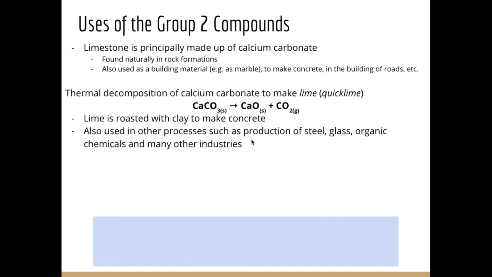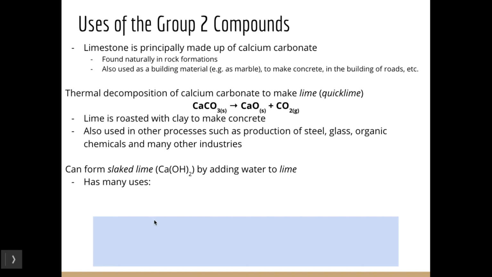Also used in many other processes, production of steel, glass, organic chemicals, many other industries, a very useful thing, this lime. Then from the lime, we can form slack lime, which is just calcium hydroxide, by adding water. We saw this reaction, or an example of this type of reaction with the group 2 hydroxides earlier on. This has many uses as well.